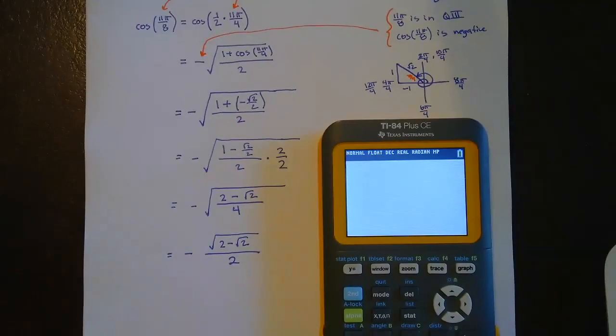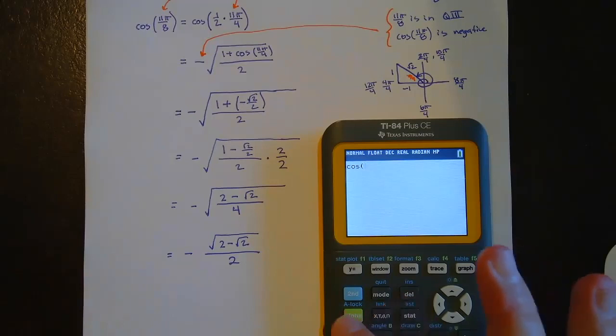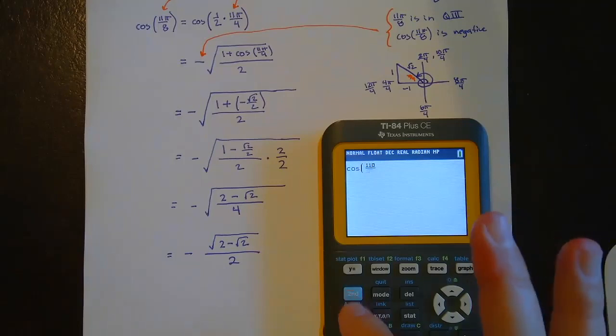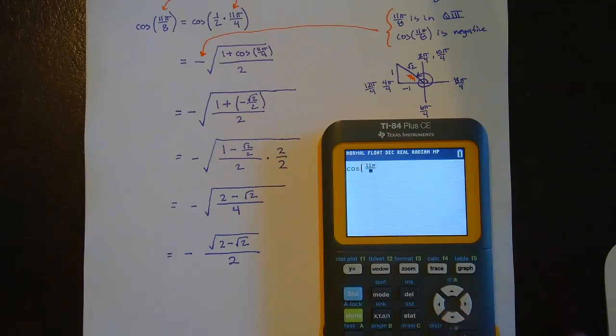Okay. So I want to show you that I'm going to type in cosine so you don't think I'm just full of it. I'm going to show you that what I'm telling you is actually true. So cosine of 11 pi over 8, and we're going to get a decimal. What happens when we put this value in? We get negative, and then a fraction bar again, and then square root of 2 minus square root of 2 all over 2.